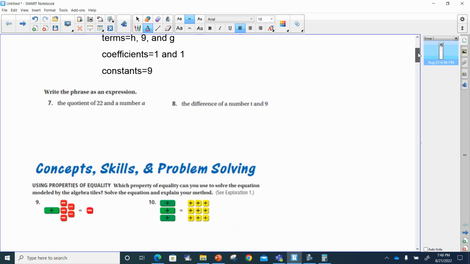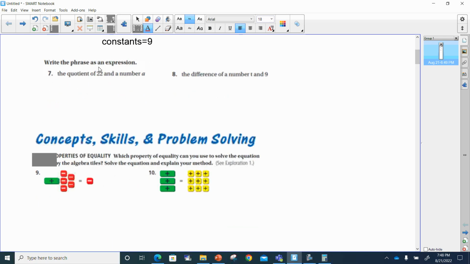All right, let's go to number 7. It says, write the phrase as an expression. Expression does not have an equal sign. So if I was going to write this one, the quotient of 22 and a number, quotient means a division problem, right? And every division problem is really a fraction. 22, the quotient of 22 and a. So 22 divided by a. All right, I'm going to let you do number 8.